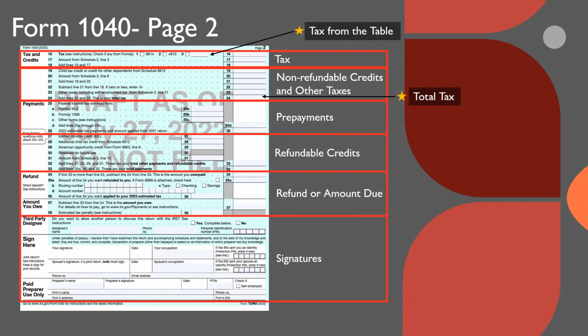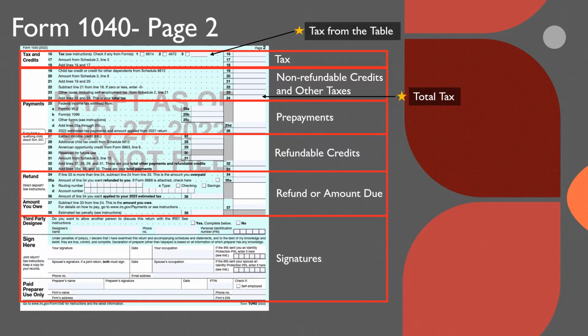The next section is for non-refundable credits and other taxes. Credits lower the amount of tax that you will owe. Non-refundable credits can lower your tax all the way to 0, but they will not give you a refund if you surpass 0. This section will also include other taxes such as self-employment that may need to be added back into your tax amount. This section ends with your total tax.